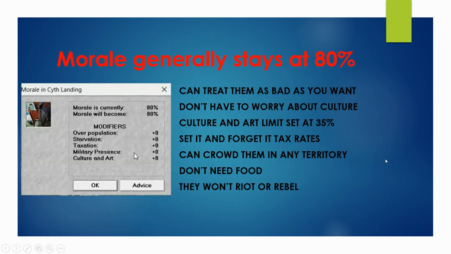The advantage of the Sith is that their morale generally stays the same, which means you can treat them as badly as you would like. You don't have to worry about their culture. Other races, their culture and art limit is a plus 35%, which sounds big, but overpopulation can be negative 20 points, starvation can be negative 20 points, taxation can be another negative 10 points. That's 50 points before you even get into military presence, which is one per patrolling unit.